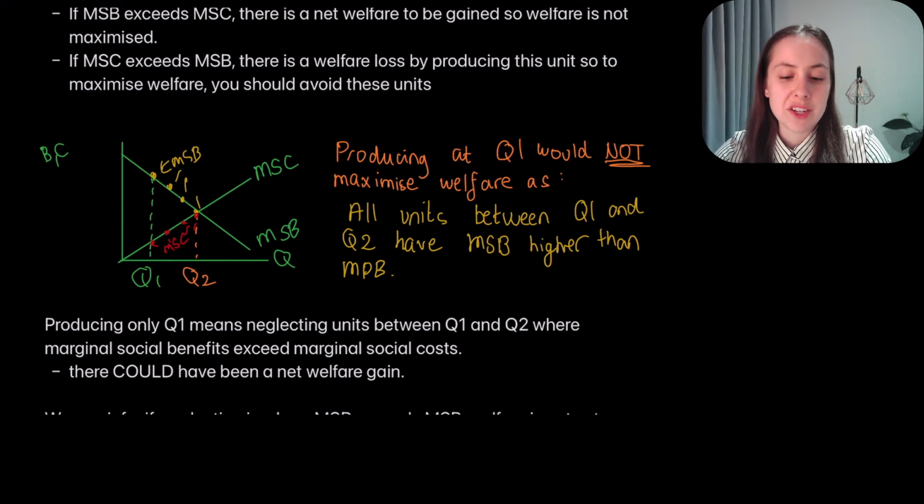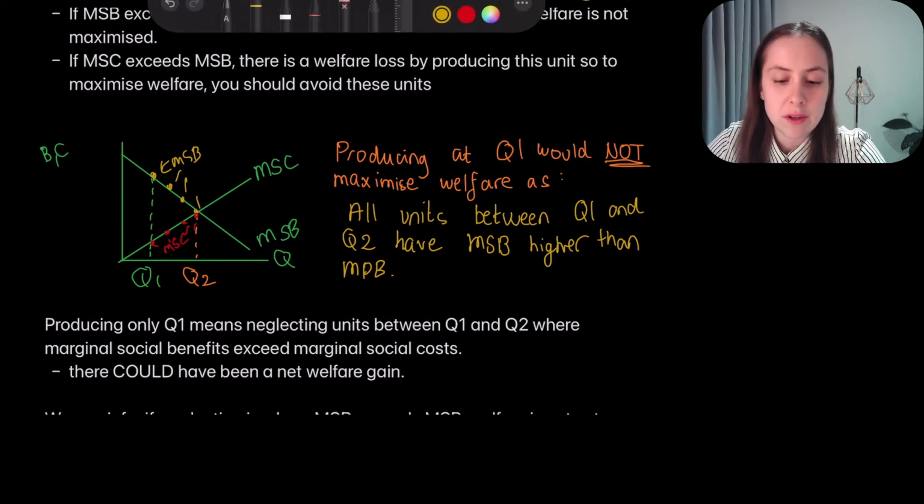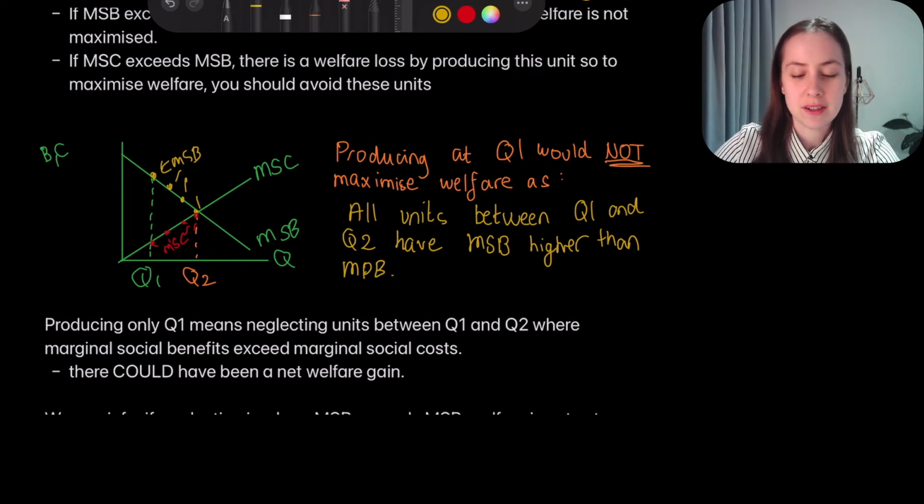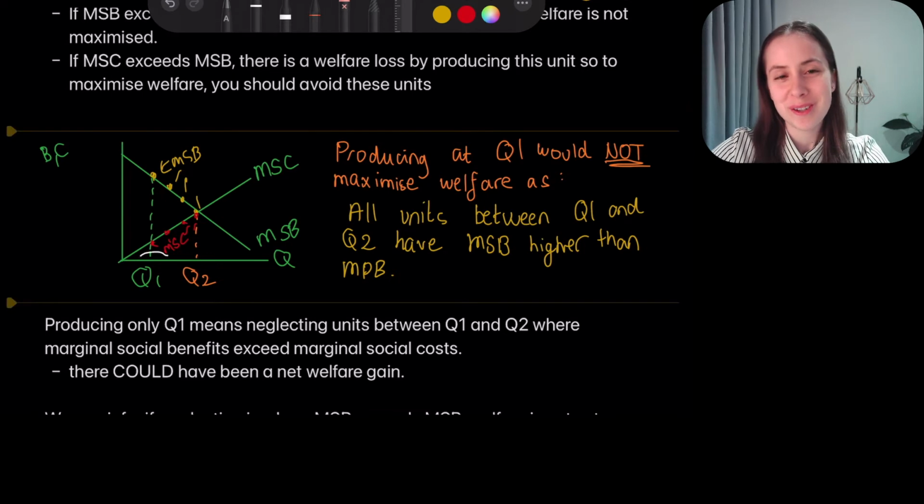Here I'm taking an imaginary quantity. So let's say right now, for whatever reason, the output is Q1. Let's not focus on that too much, but let's pay attention to this next bit. Do you see that the units between Q1 and Q2 are doing something really interesting? It's quite busy, the graph now, but all the units between Q1 and Q2 had benefits to society.